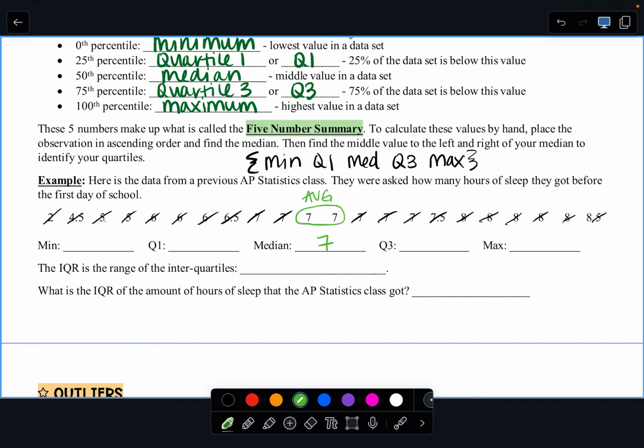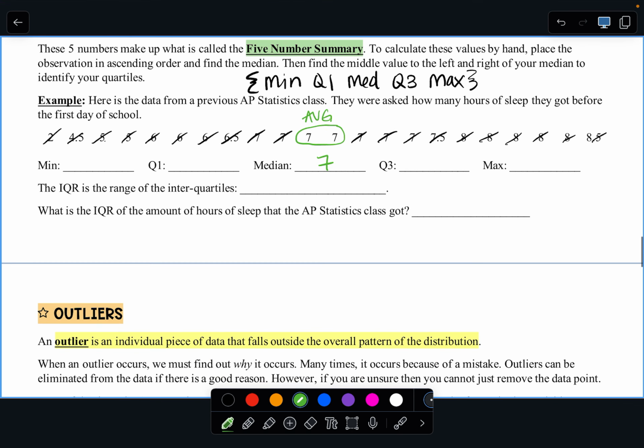What the median is doing is splitting your data in half. If you had a single value, it would just be eliminated in a sense. But since we have 2, it's basically taking our data and splitting it into a lower half and an upper half. And so what we do with that is we find the median of the lower half and the median of the upper half.